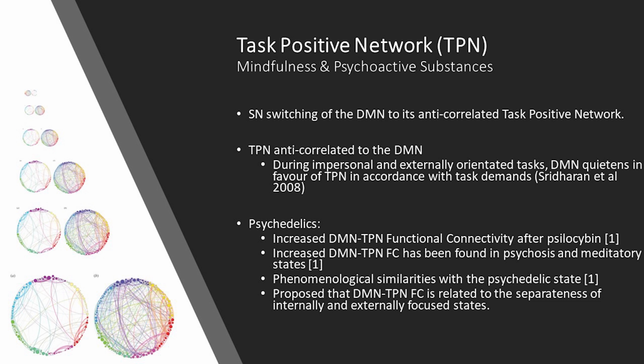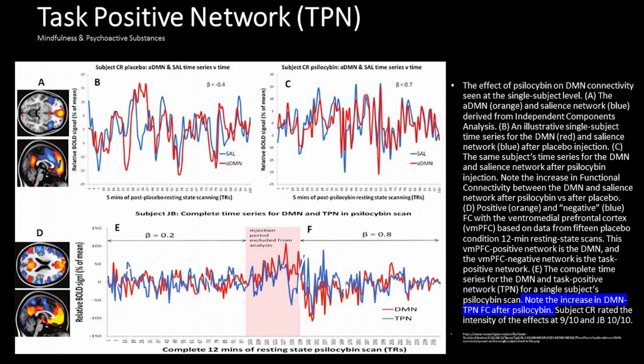The image in the bottom left is a computer-generated representation of the increased functional connectivity under the influence of psilocybin and after. Here is that same image again, showing the functional connectivity of the TPN and DMN under psilocybin. This is in the bottom image.